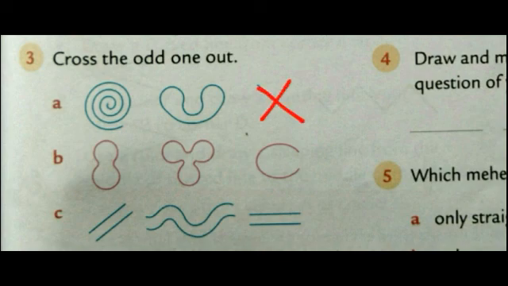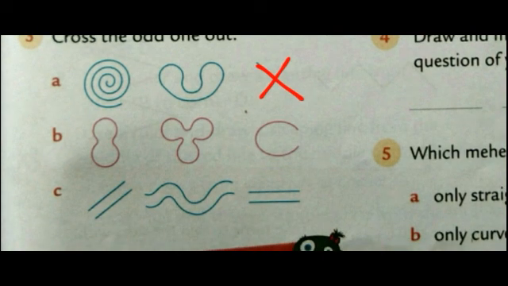Okay. Now see the next one. Here, this is a closed shape, closed figure. Second is also a closed figure. But see the third one. It is not a closed figure. Okay. So this is the odd one out. We will cross it.